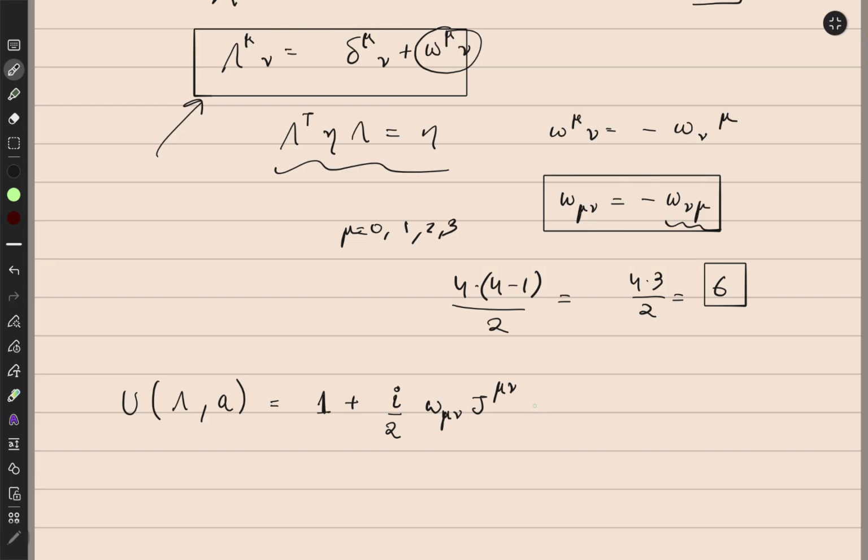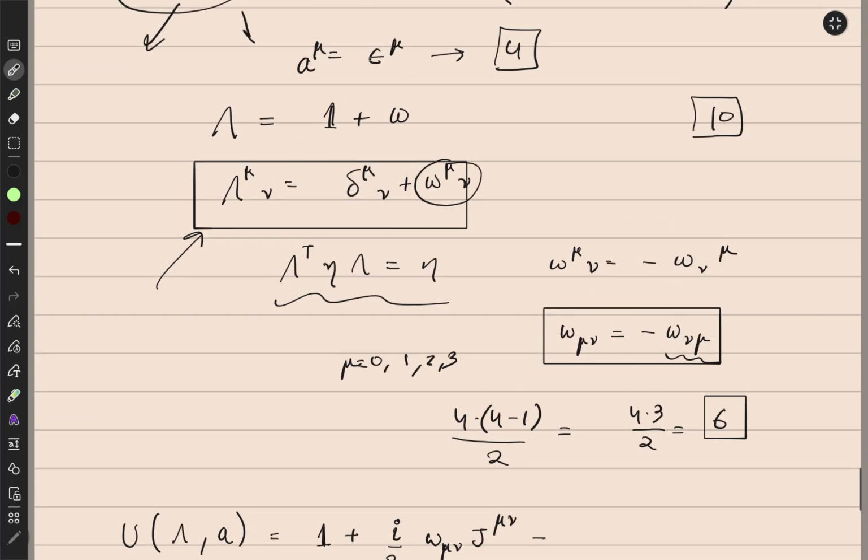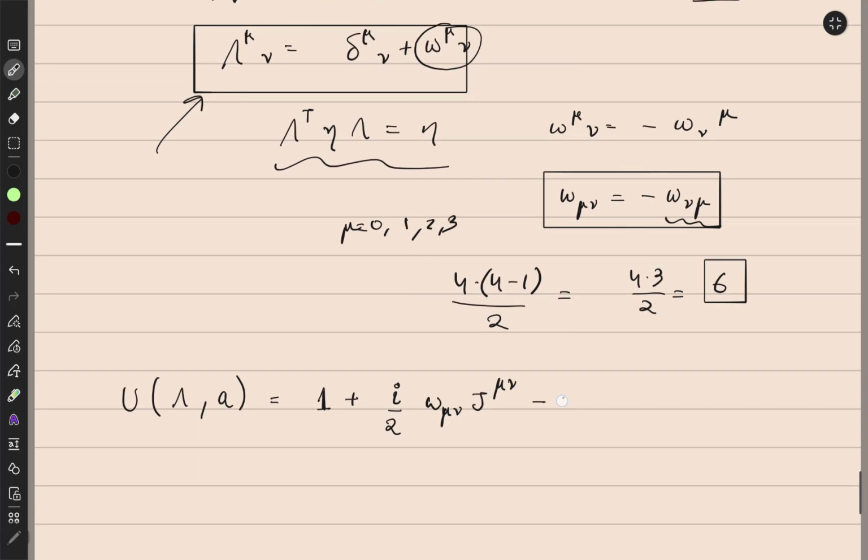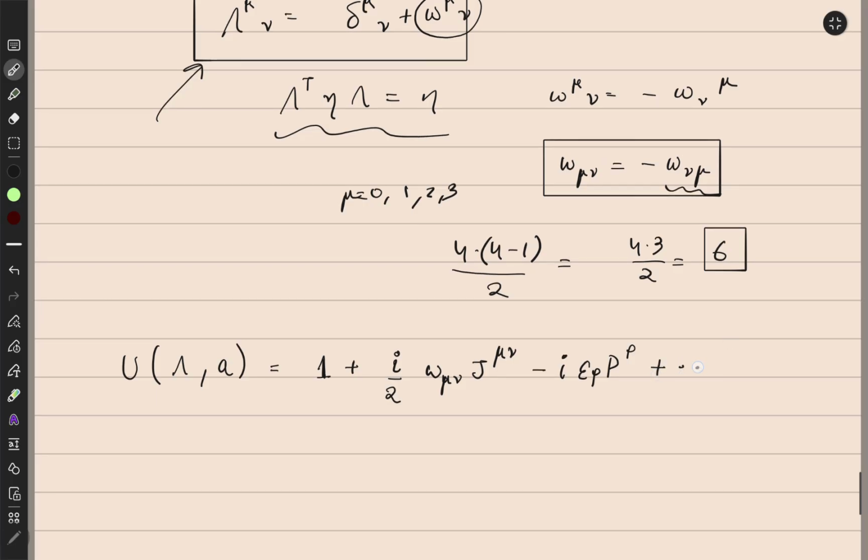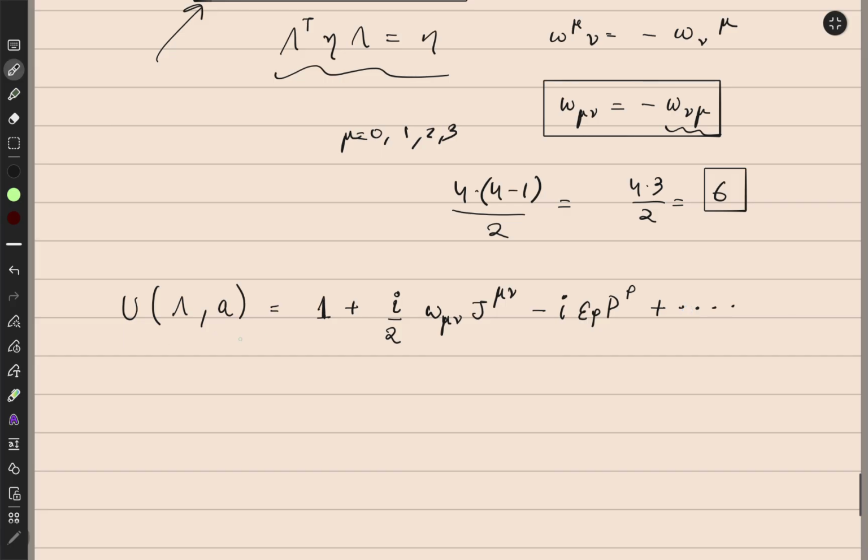And similarly, the generator for this part epsilon mu is P rho, and there are 4 generators for the space-time translation sector. And there will be other terms. I'm just keeping things linear in these omega and epsilon, and of course this just goes back to the original things in certain limits. For example, if epsilon are all 0, then we will just have 1 plus omega or something like that.